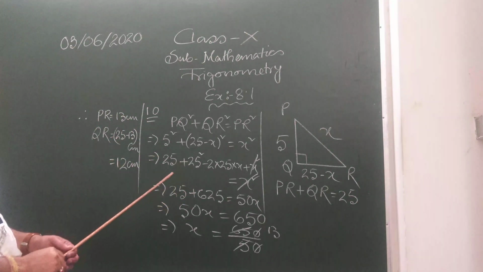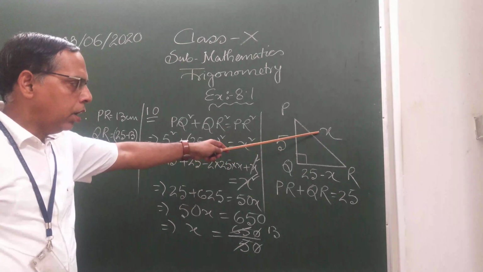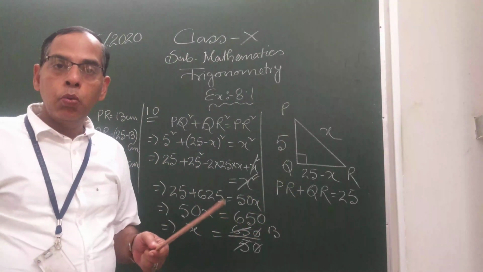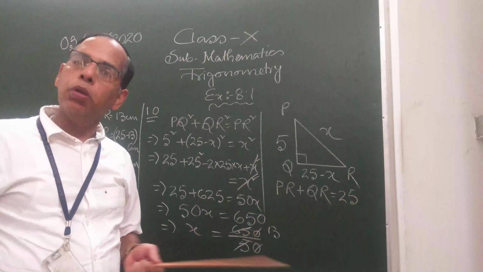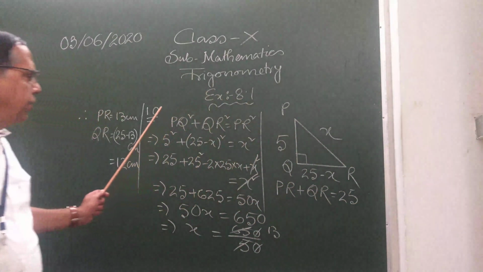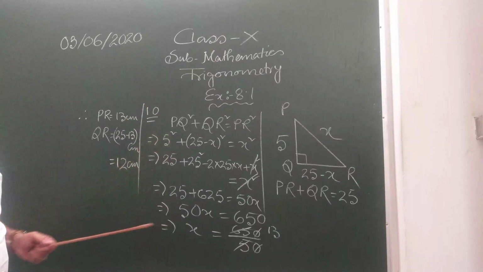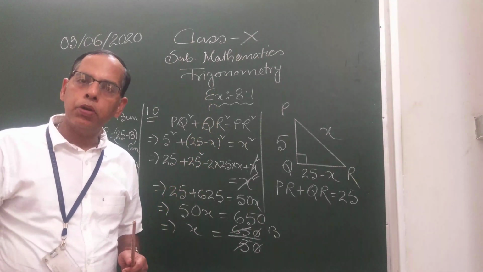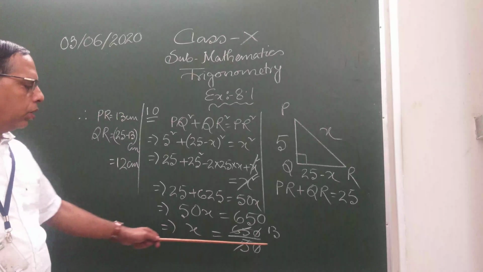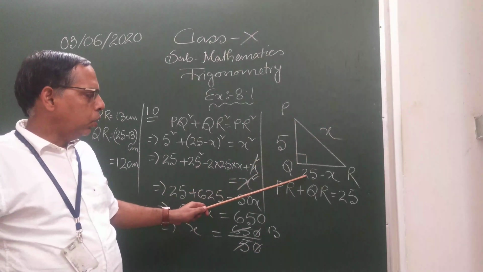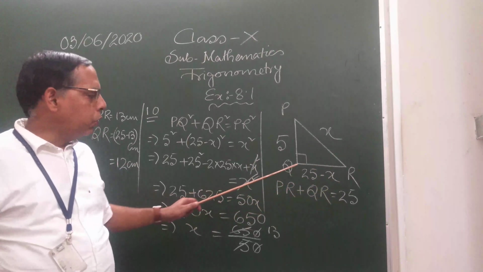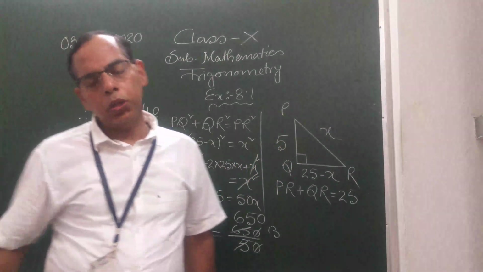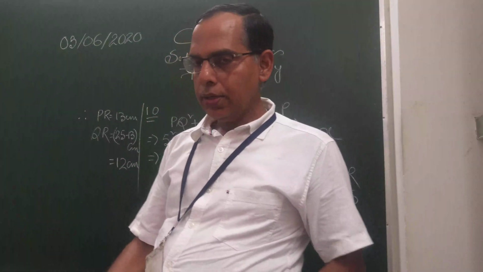So my dear students, first of all you draw the diagram, then you consider one side as x, because the sum of the 2 is given. When the sum of the 2 is there, you subtract one from the sum and you get the other one. So we got QR. And then we used the Pythagoras theorem, that is altitude square plus base square equal to hypotenuse square. Then we got x equal to 13. If x is 13, 25 minus 13 equal to 12. So QR is 12 centimeter, PR is 13 centimeter. So this is the solution of question number 10.